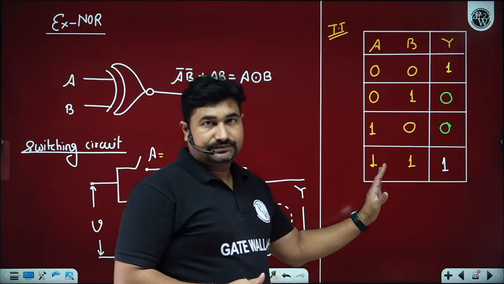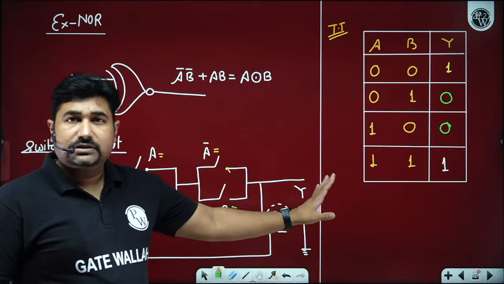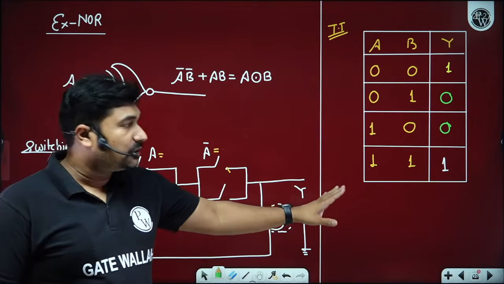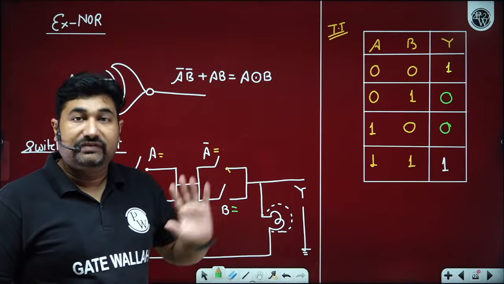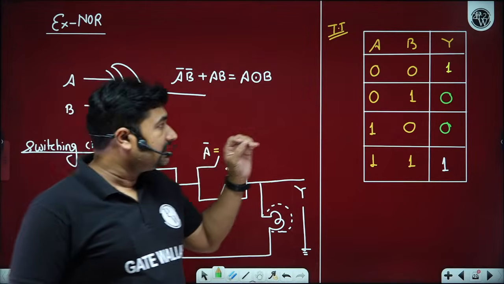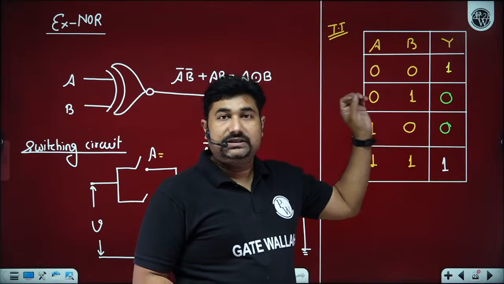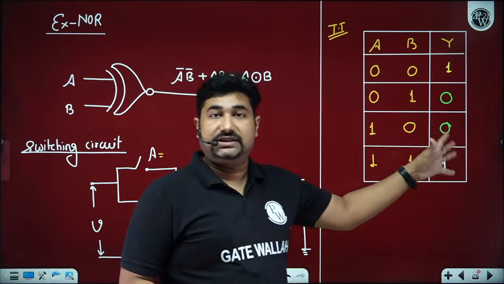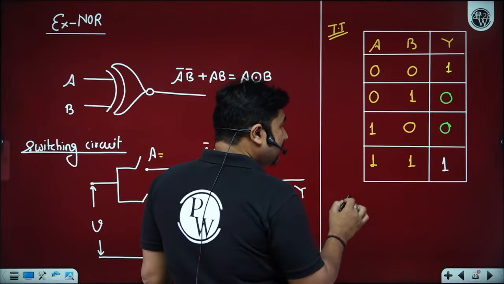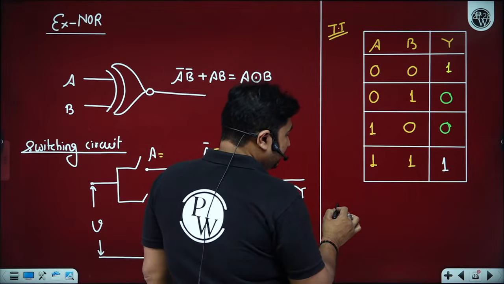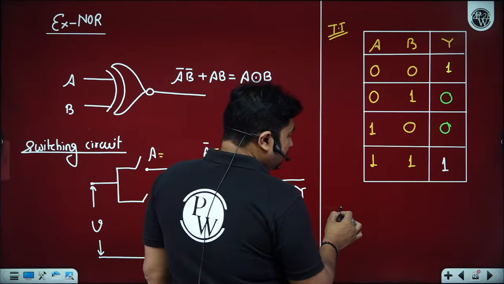Now please observe. The XNOR gate is also designed for 2 inputs only, and with the 2 inputs, the output is high whenever the inputs are same. Output is 0 whenever the inputs are different. Is it okay? So for the XNOR gate, the output is high only when the inputs are same. Now from here we can write the logical expression.